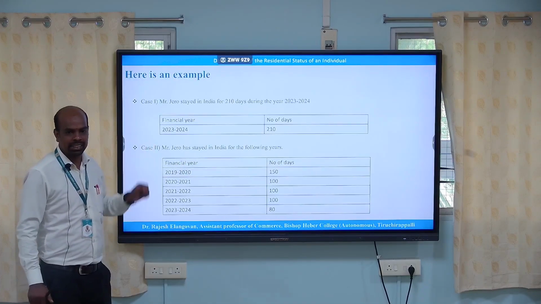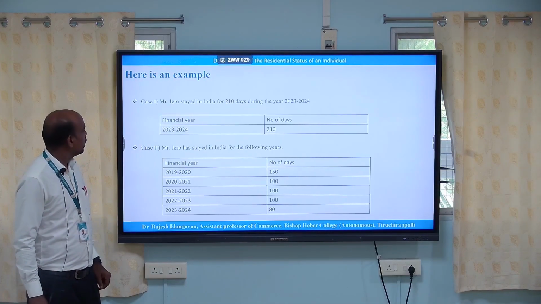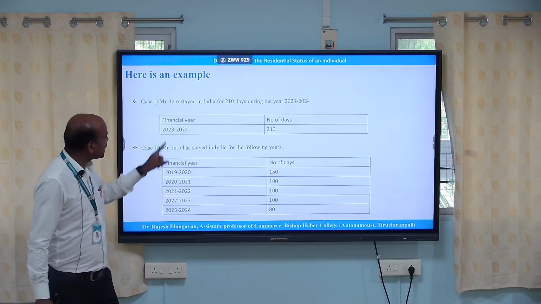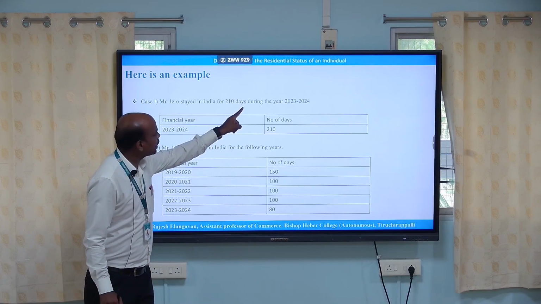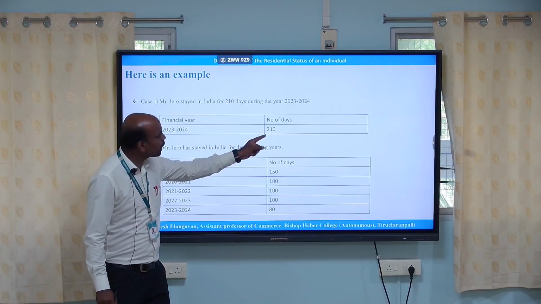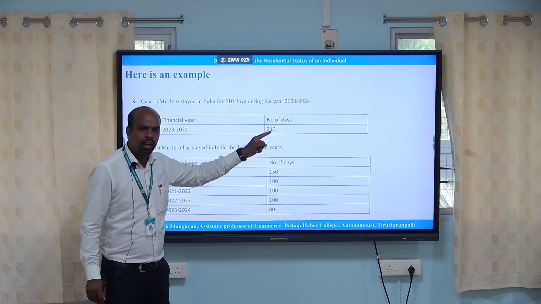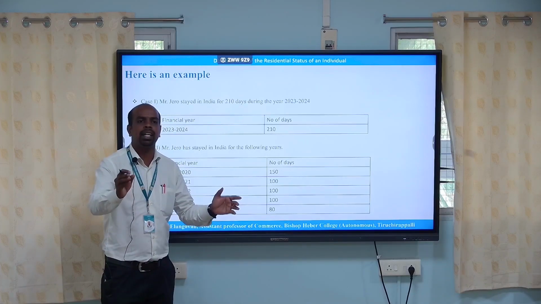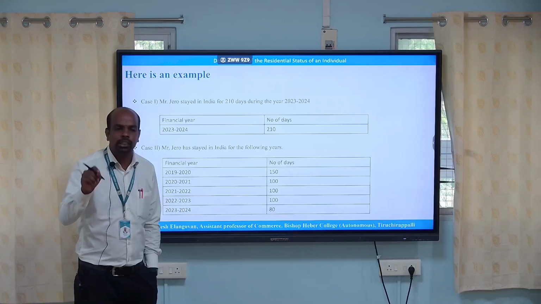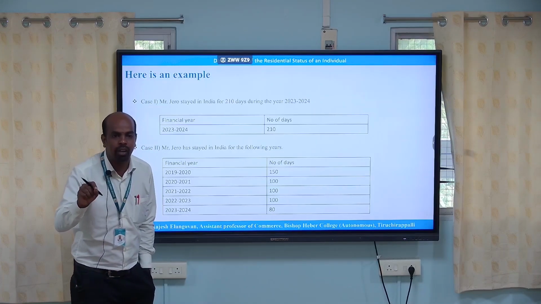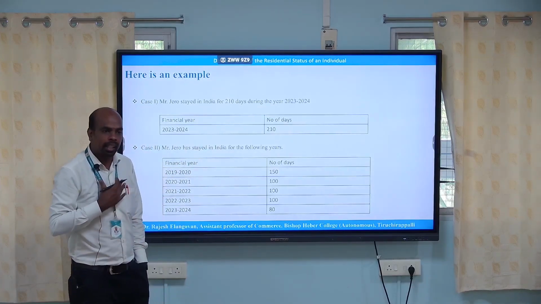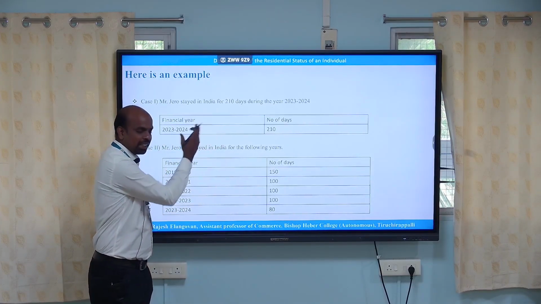Let me go on to an example of the residential status of an individual. Have a look here. There are two cases. Case number 1: Mr. Jero stayed in India for 210 days during the year 23-24, which means he stayed 210 days during the previous year. Therefore, he satisfied basic condition A. During the previous year, he is supposed to stay for 182 days. Therefore, we can call him a resident.